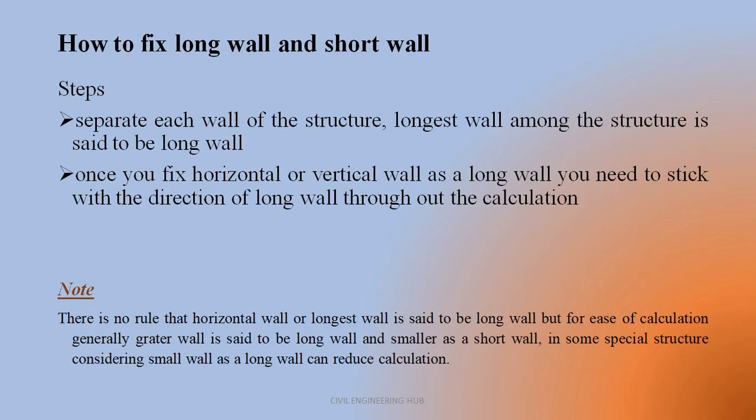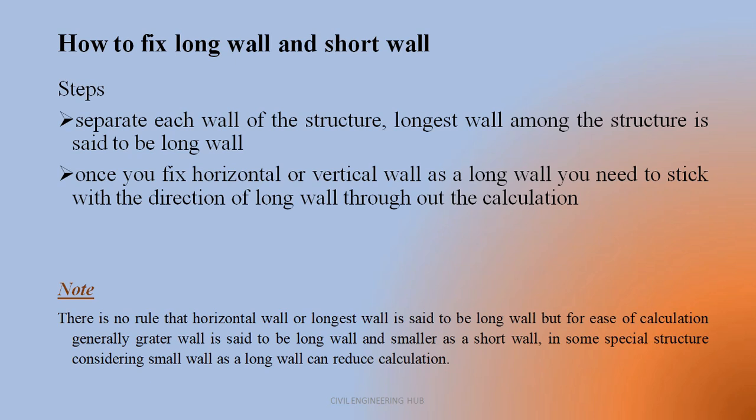Now how to fix long wall and short wall? So separate each wall of the structure, and generally the longest wall among the structure is said to be long wall. Once you fix the direction, suppose you have fixed horizontal wall as a long wall and vertical wall as a short wall, then for the entire structure you need to stick with that direction, that whatever horizontal wall we have has to be labeled as a long wall, and whatever vertical wall we have has to be labeled as a short wall.